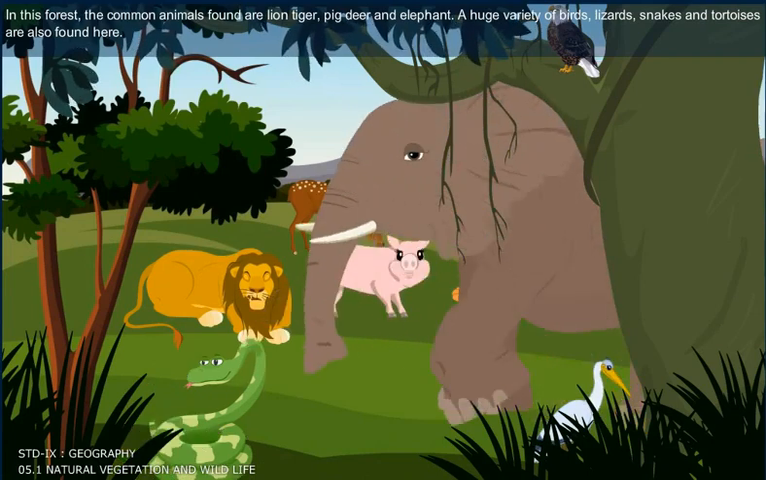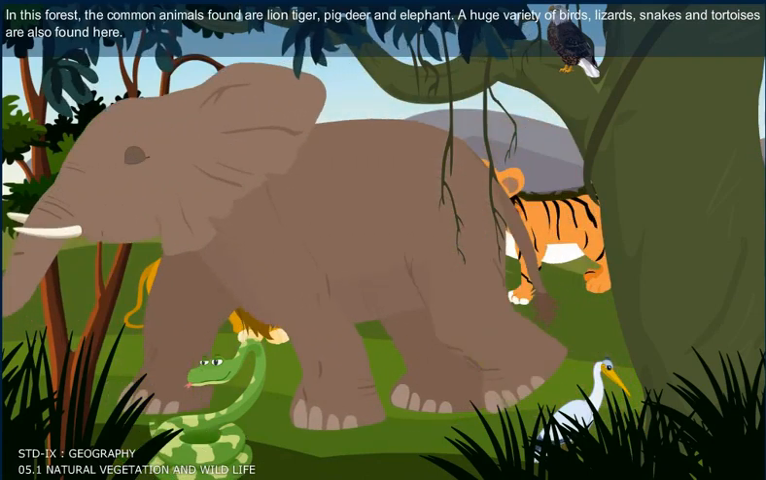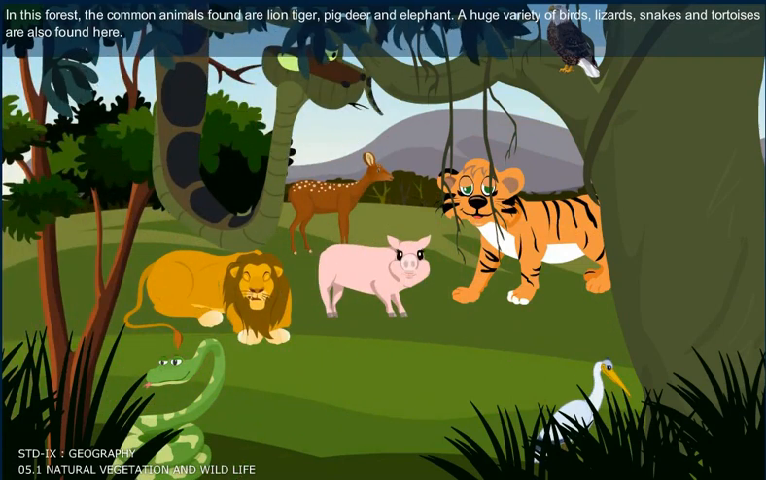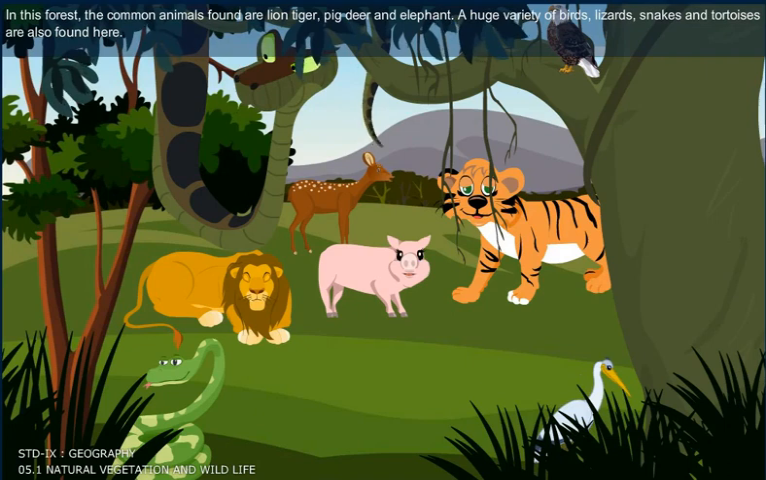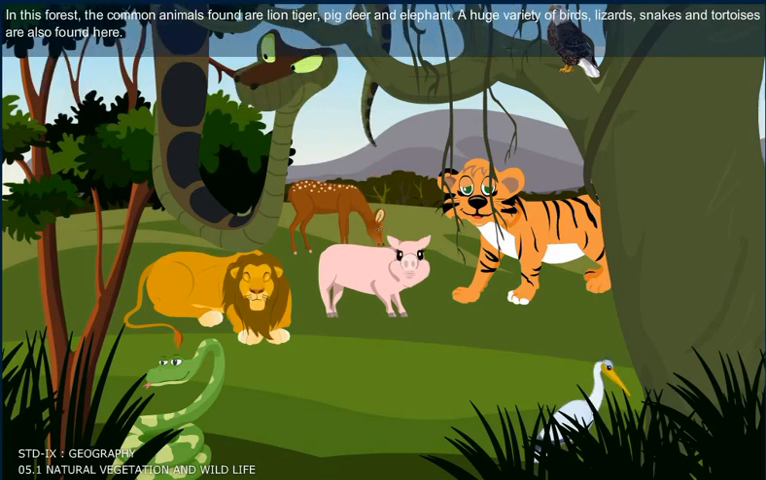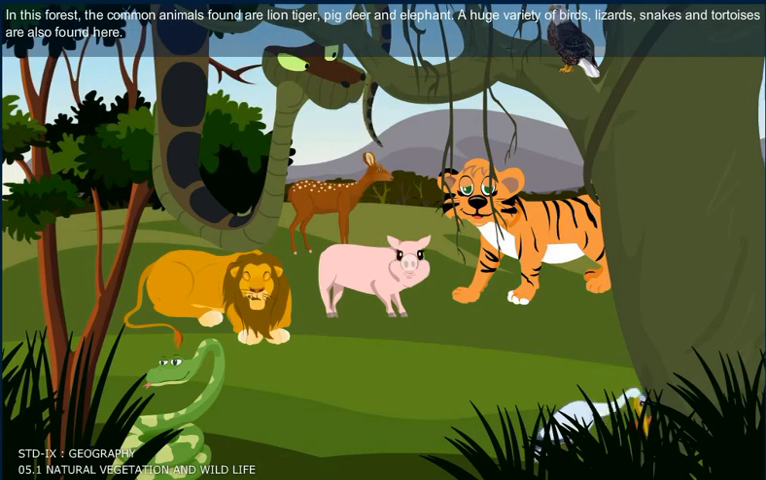In this forest, the common animals found are lion, tiger, pig, deer and elephant. A huge variety of birds, lizards, snakes and tortoises are also found here.